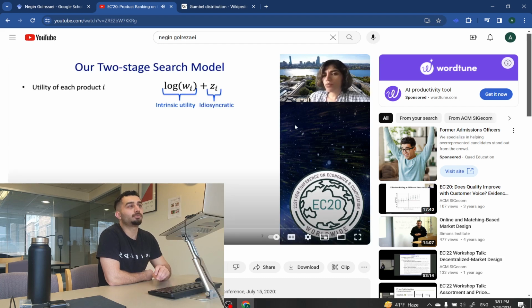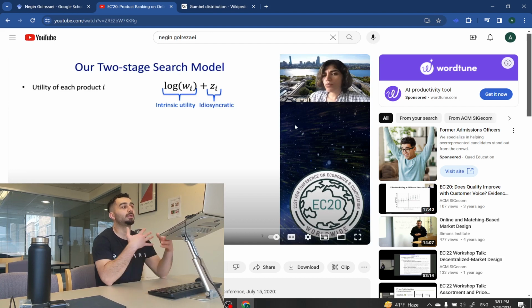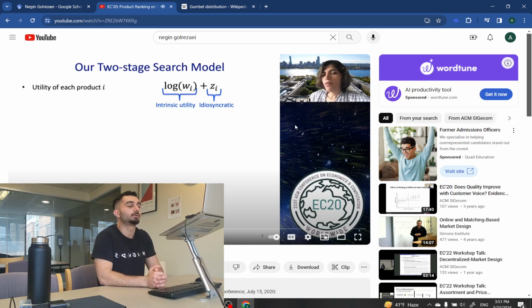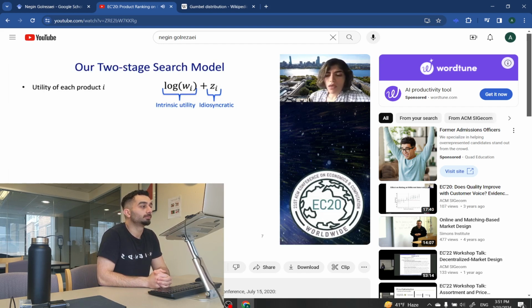Wait, I don't get it. When she says utility, how can the utility be something random? Usually in game theory, utility is something where you take action and other players take action, and based on their actions, your utility will be realized. Well, it can have random parts, and we put it there to capture the idiosyncratic tastes of different consumers.